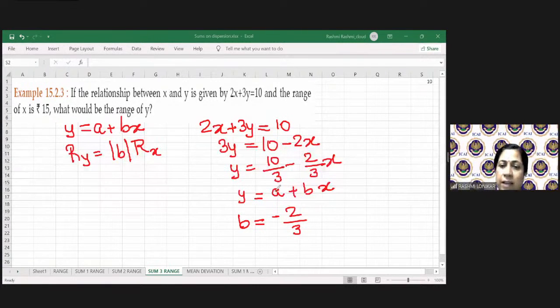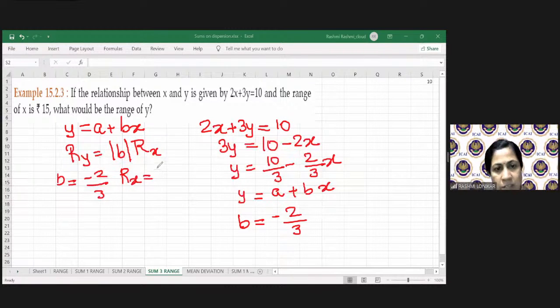Okay. a कितना है 10 by 3, b कितना है minus 2 by 3. हमने क्या किया, given जो equation है उसमें y हमने लेफ्ट की तरफ रखा और बाकी सब राइट की तरफ ले गए और उसको फॉर्मेट कौन सा दिया, y is equal to a plus bx. So now I can find here. So what is given now? I have got b is equal to minus 2 by 3. What is the range of x?